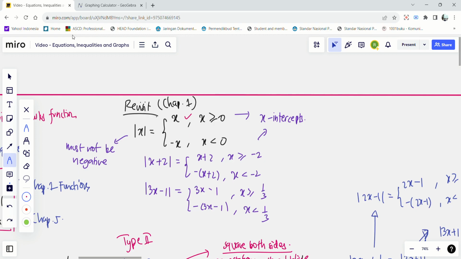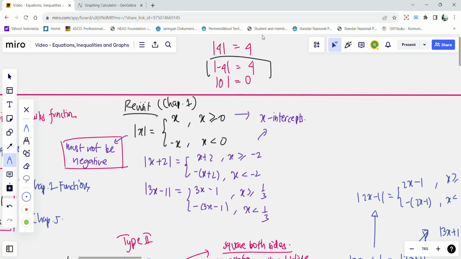But for each of these, there is a restriction. For example, why is it like this? Let's say the modulus of 4. The modulus of 4 is 4, but the modulus of negative 4 is also 4. So the modulus function makes sure that the output value must not be negative. 0 is possible. For example, the modulus of 0 is also 0. You see why we use these two definitions, because in the example before, the modulus of negative 4 becomes 4.